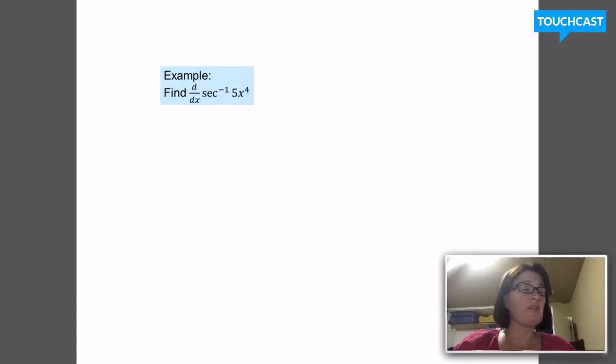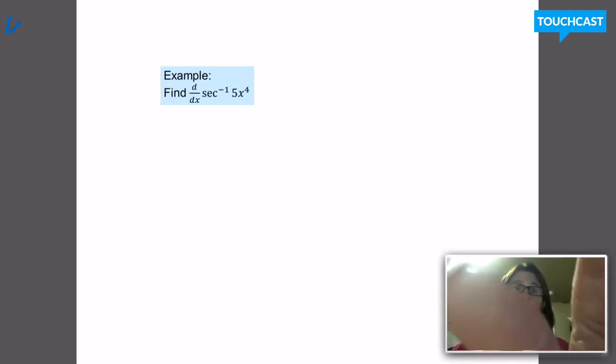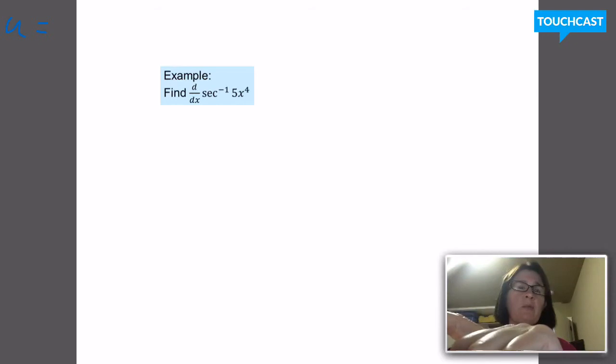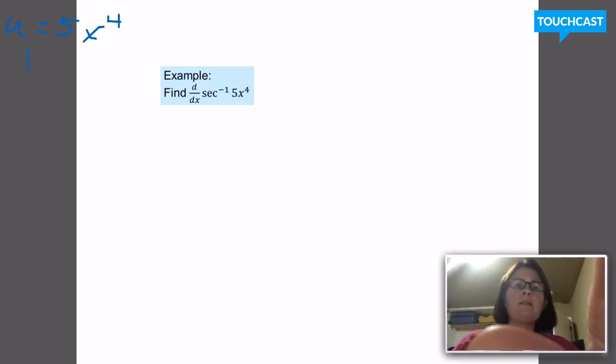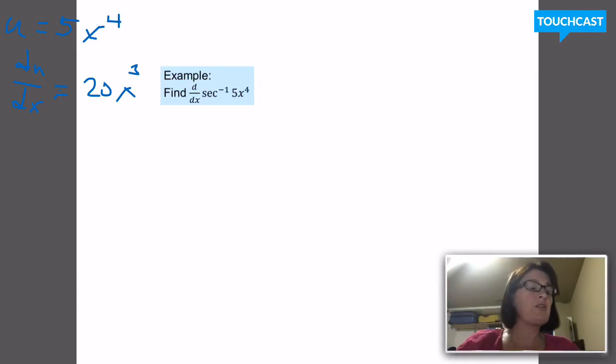What if I want to find the derivative with respect to x of inverse secant of 5x to the 4th? Well, I'm going to remember that I have the chain rule built into my derivative formulas now. My u in this case, it's whatever is getting inverse secanted. So that would be 5x to the 4th. Du dx, which I will need, is going to be 20x to the 3rd. That was the 4 coming down to the front and multiplying with the 5 that was already there. And then my new exponent is 1 less than the old exponent.